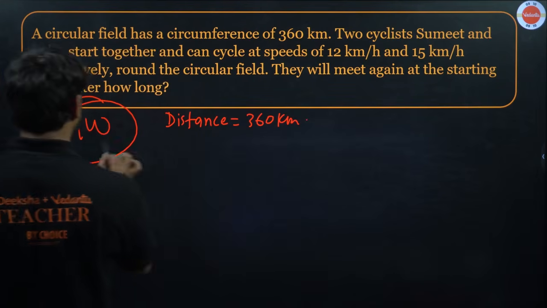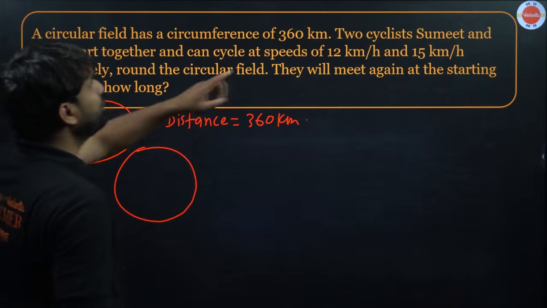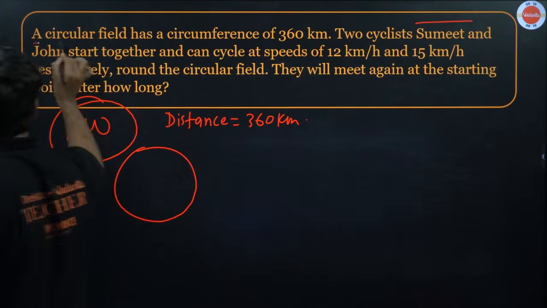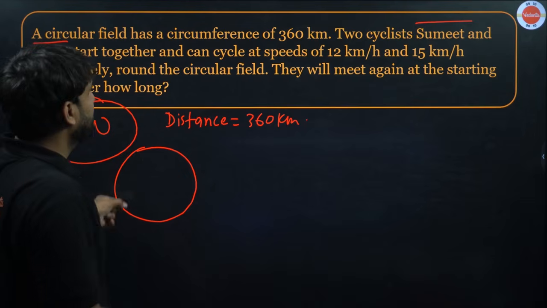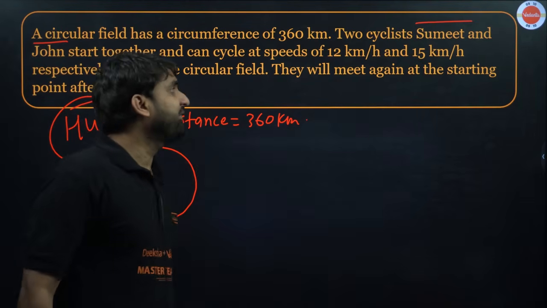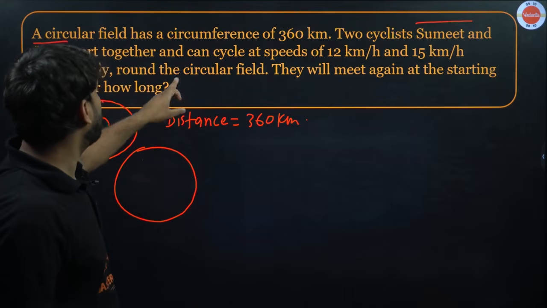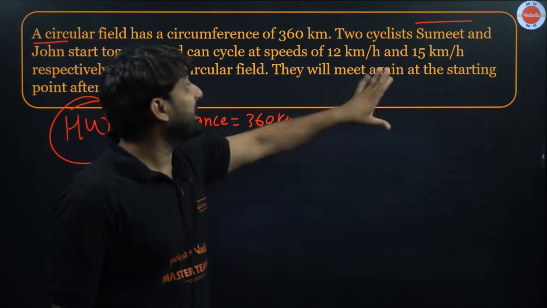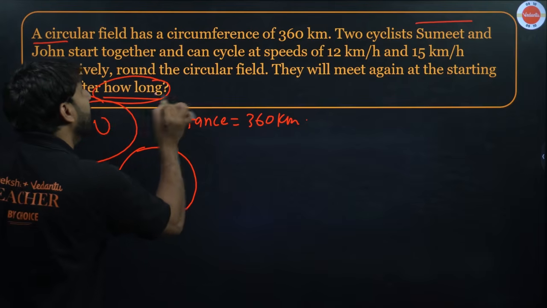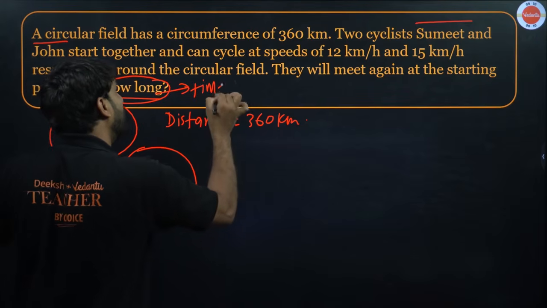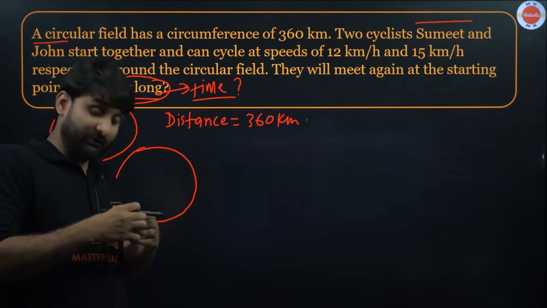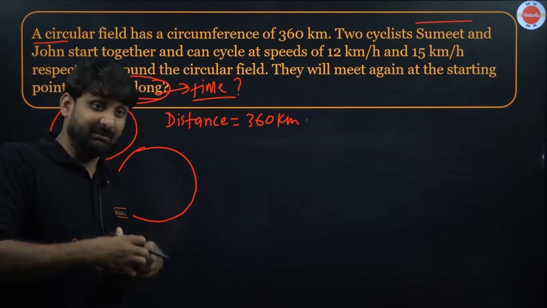Right? And there is a circular field. Two cyclists: the first friend is Sumit and the other is John. They both start together and can cycle at a speed of 12 km per hour and 15 km per hour respectively around the circular field. They will meet again at the starting point after how long? It means in this question we have to find out after what time they will meet again. So we have to find the time.